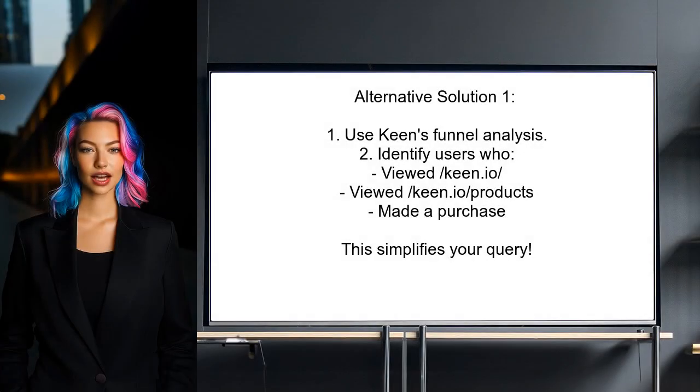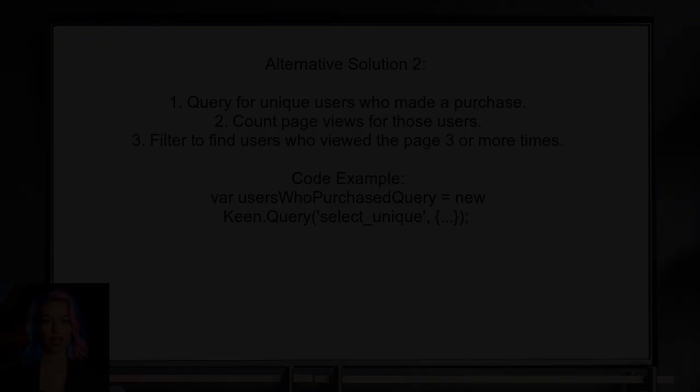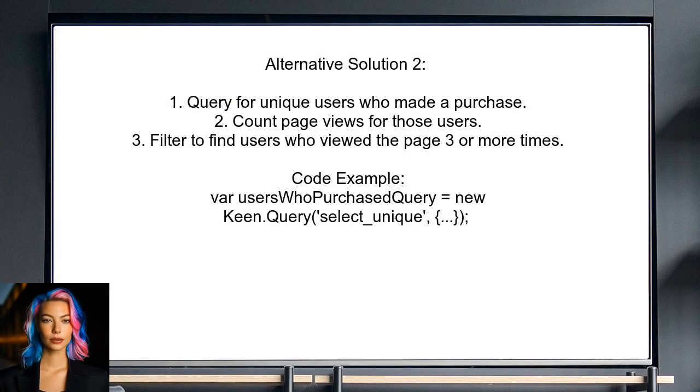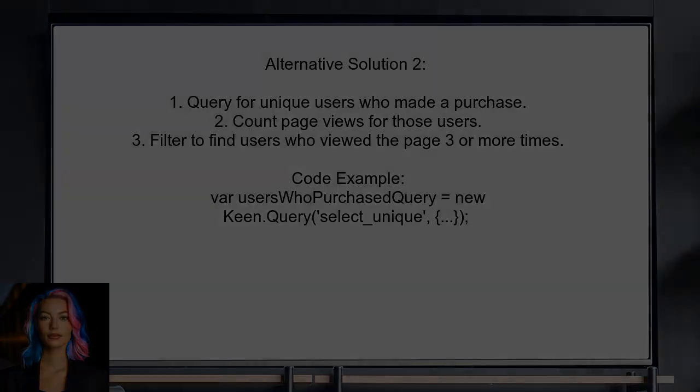One alternative approach is to simplify your criteria using Keen's funnel analysis. This allows you to identify users who have completed specific actions without needing to filter by the number of times an action was performed. For example, you could track users who viewed certain pages and made a purchase. Another option is a 2-step query process. First, identify users who made a purchase, then count how many times those users viewed a specific page. This method allows you to filter results based on the users who completed both actions.